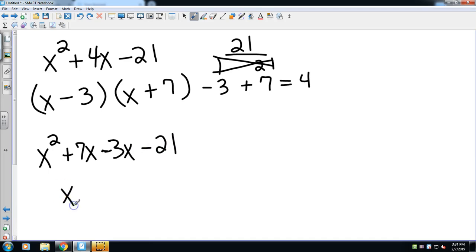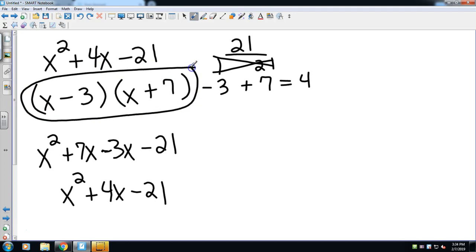Again, I'm just checking this. You don't have to do this. I just want to show you that we'll end up getting the same value that we started with. So our answer is x minus 3 times x plus 7.